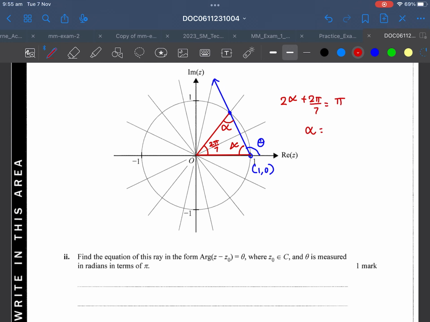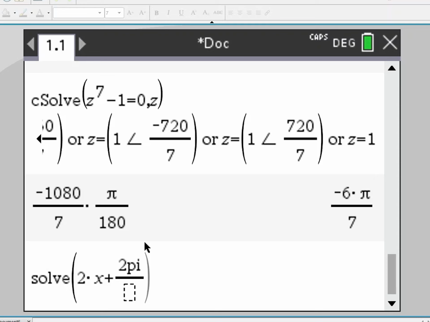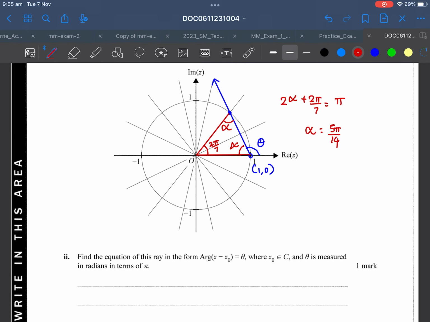So our alpha is going to be, let's just calculate on CAS. Solve 2 times x plus 2 pi on 7 equals pi. So x, or alpha, is going to be 5 pi on 14. So now, using that, we can just calculate theta, which is going to be pi minus 5 pi on 14, which is going to be 9 pi on 14.